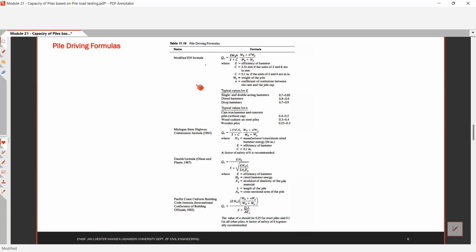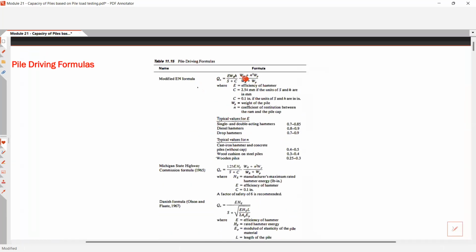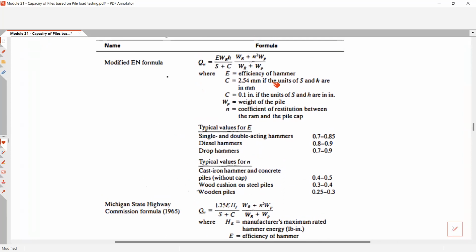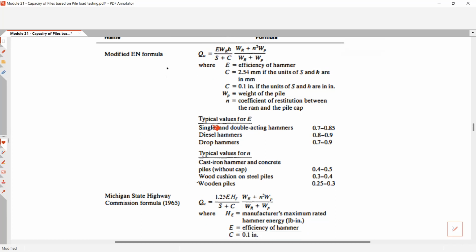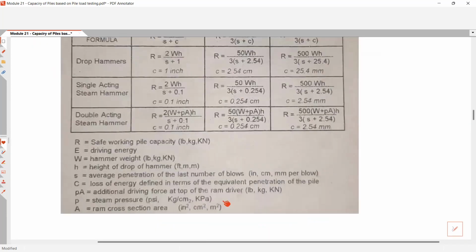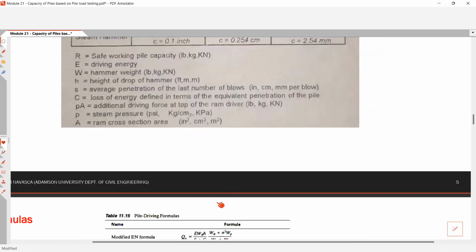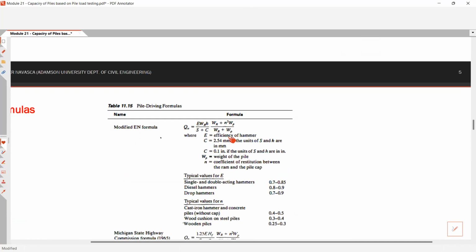Okay, so basically straightforward lang to equation. So kailangan mo lang hanapin yung mga values. Okay, so start muna tayo dito sa modified EN formula. Ayan. So dito, yung Q sub U is equivalent siya sa E times W sub R, H over S plus C, WR plus N squared WP over WR plus WP. Okay. So mapapansin mo yung EWRH over S plus C is basically yung general equation dun sa original. Okay. So yung E dito this time, ang ibig sabihin nito ay efficiency of hammer.